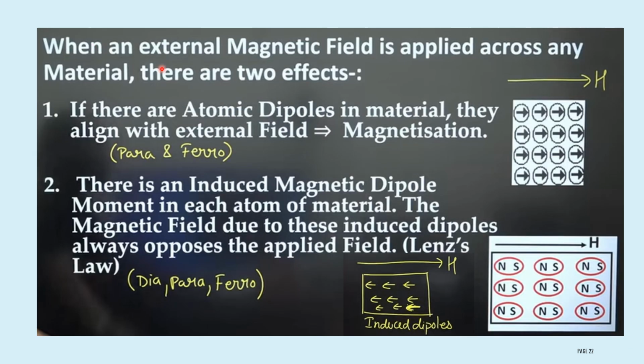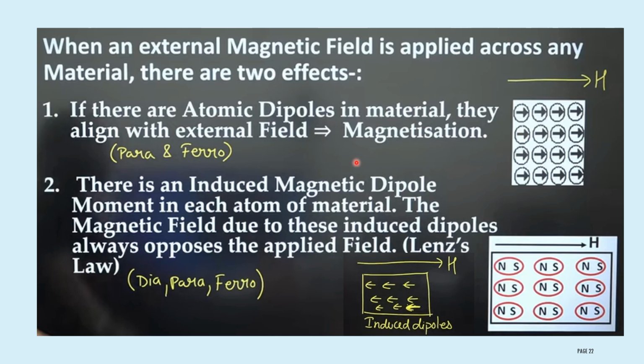When an external magnetic field is applied across any material, there are two effects. First one, if there are atomic dipoles in the material, they align with the external field. That one we will call magnetization. If the material has atomic dipoles, then with the help of an external magnetic field, those atomic dipoles will get aligned in the proper direction. Then that material will get magnetized. That process we will call magnetization.